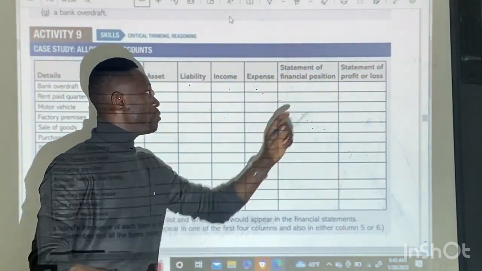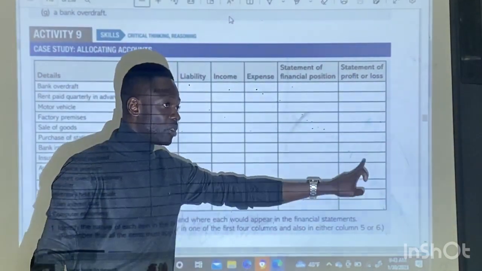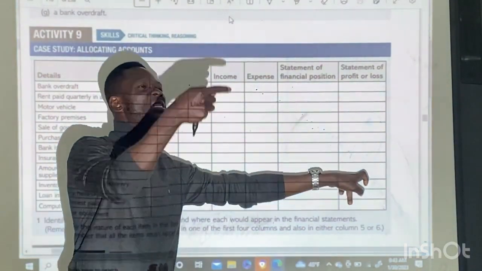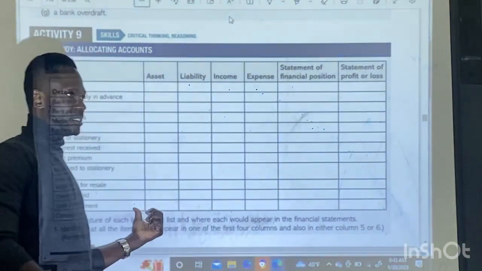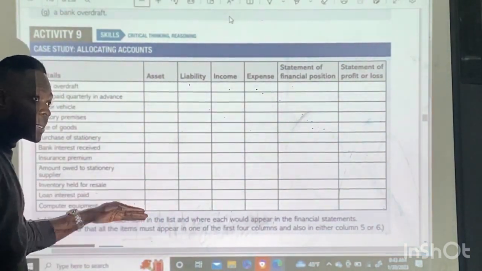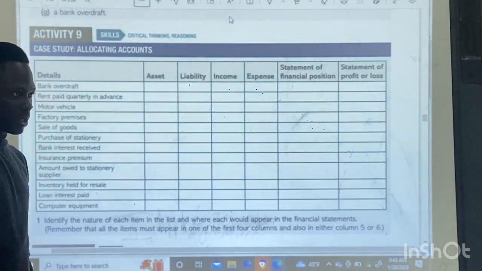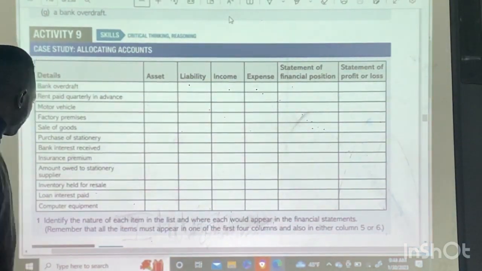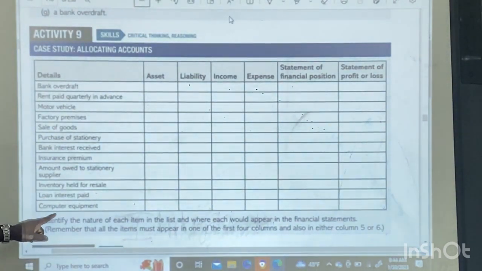Interest received will be added to your gross profit under the statement of profit or loss. Interest paid will be deducted as an expense. Is it clear? You add it to your expenses, but you take it away from your gross profit. Is it clear? Yes. The next one, computer equipment.